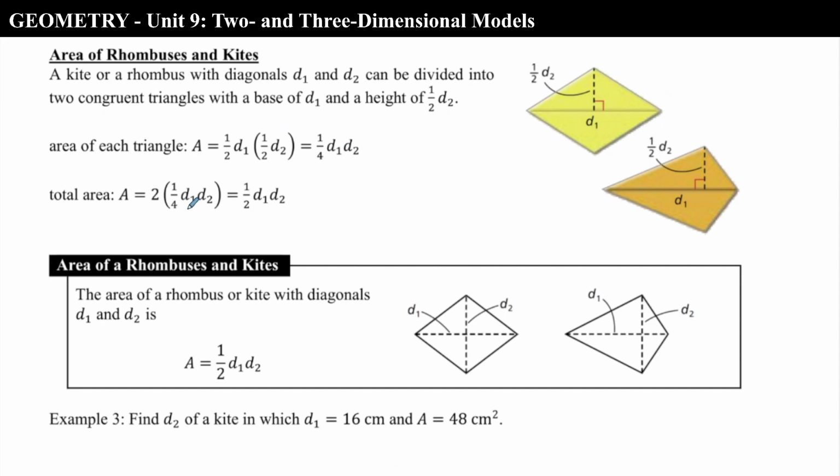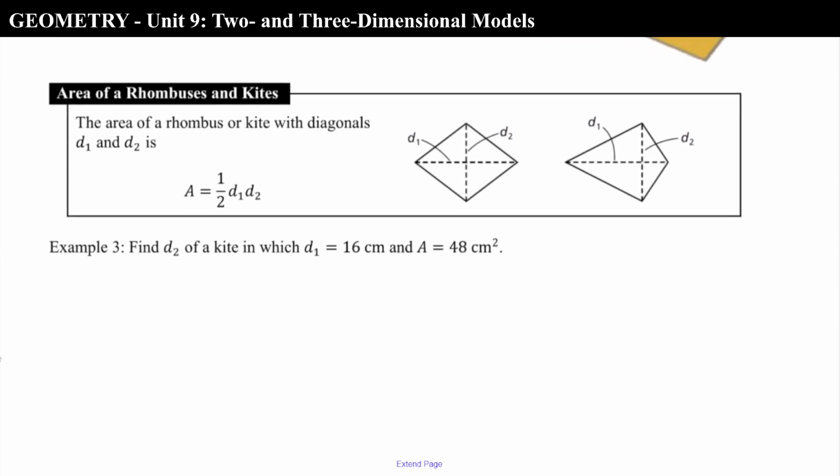So we have to multiply it by 2 to get the area for the whole thing. 2 times 1/4 gives us 1/2, so our formula is going to be 1/2 diagonal 1 times diagonal 2. That works for the kite as well, and so we have one formula for two different shapes.